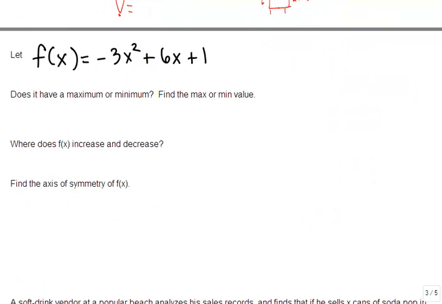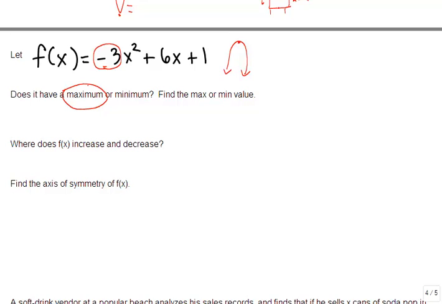Okay, let's try another example, with slightly different information that we're going to look for. This time we have -3x squared plus 6x plus 1. Just by looking at that right off the bat, does it have a maximum or a minimum? And how do you know? The reason I know that it has a maximum is because I look at that A, and A here is negative, which means this is a parabola that has to point down, which means it has to have a maximum.